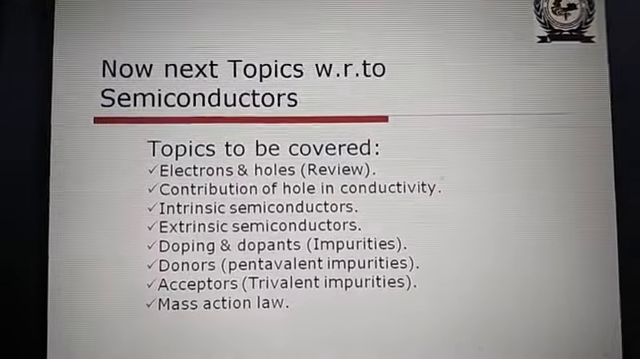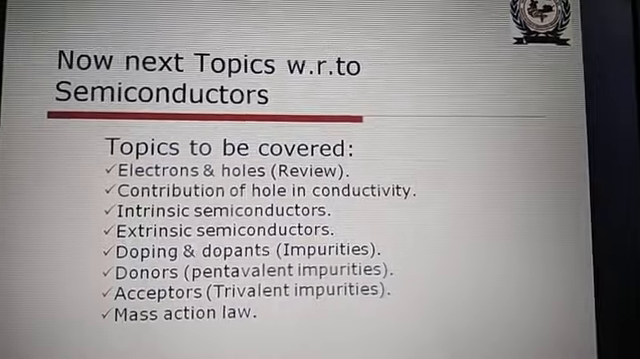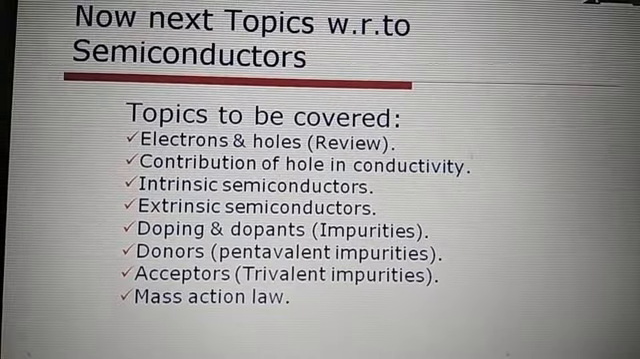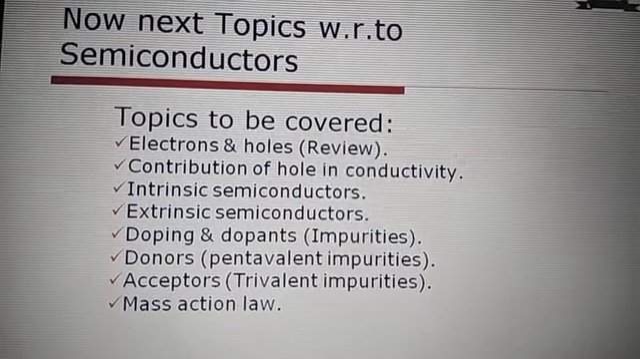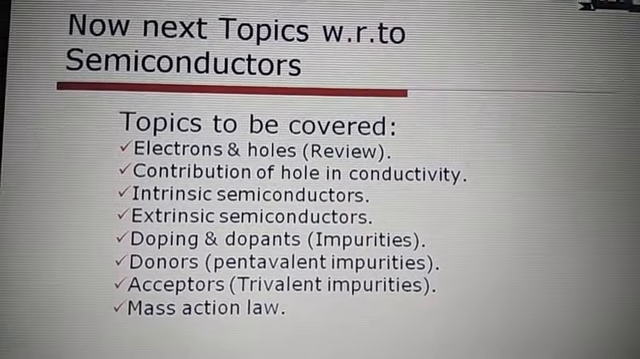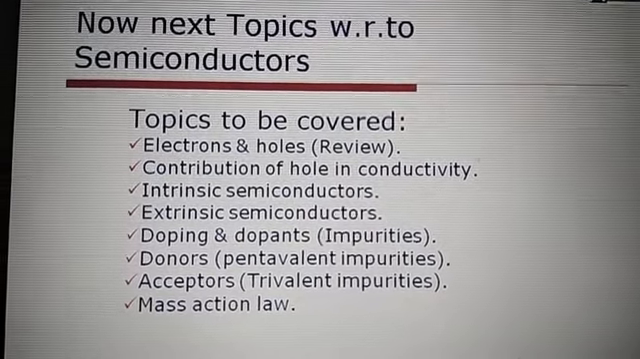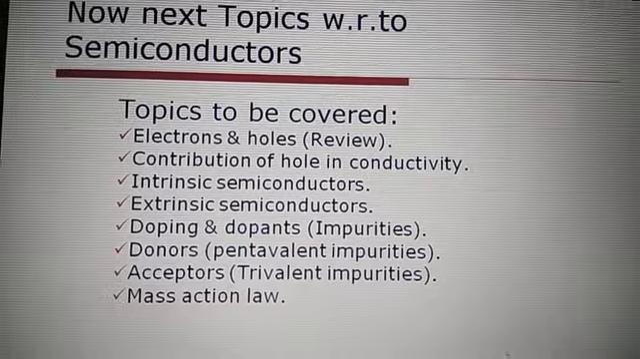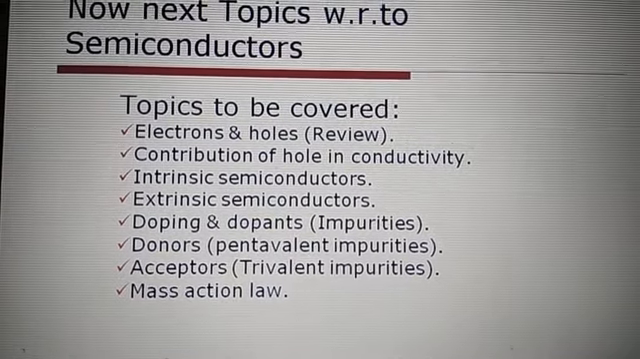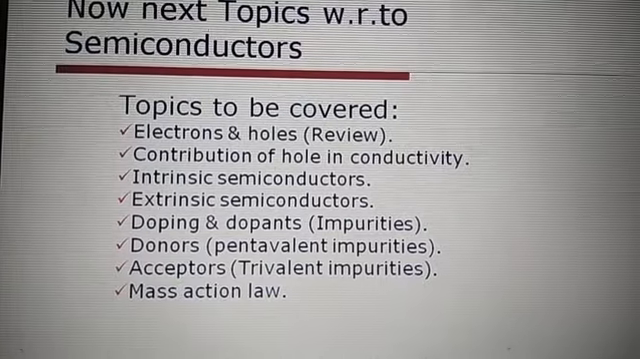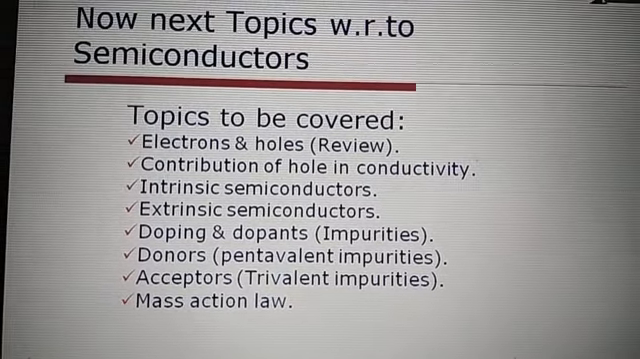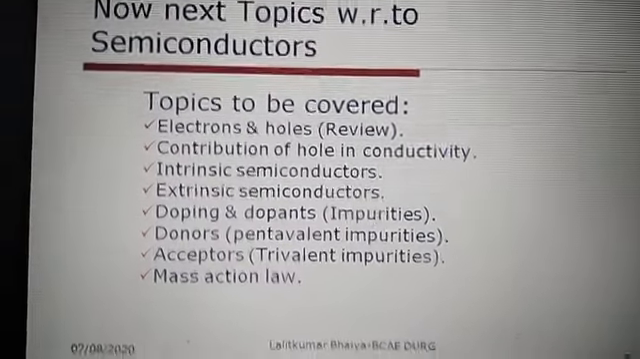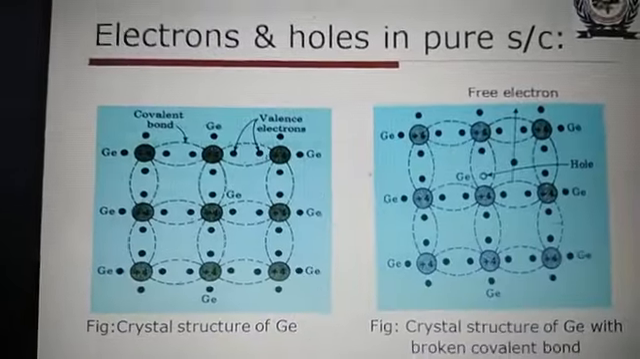Later on we will see the next topics with respect to semiconductors that are to be covered: electrons and holes, which will be reviewed; contribution of hole in conductivity; intrinsic semiconductor, extrinsic semiconductor, that is pure and impure semiconductors, doping and dopants, impurities. What is the meaning of doping and what is the meaning of dopants? Donors, pentavalent impurities, acceptors, trivalent impurities, and then the mass action law. That is to be learned again in these semiconductor parts.